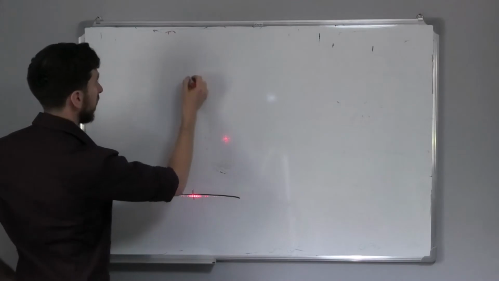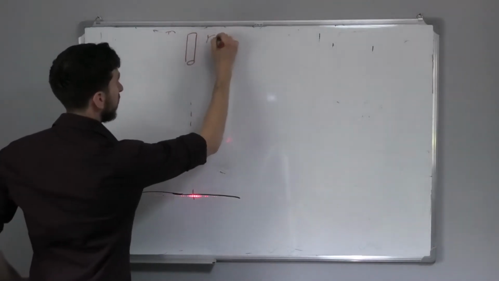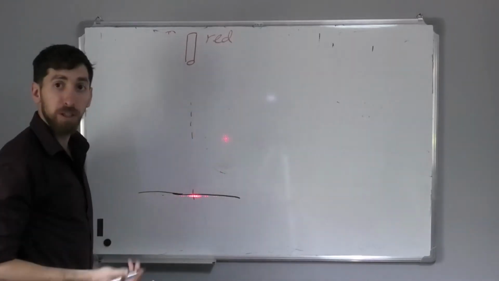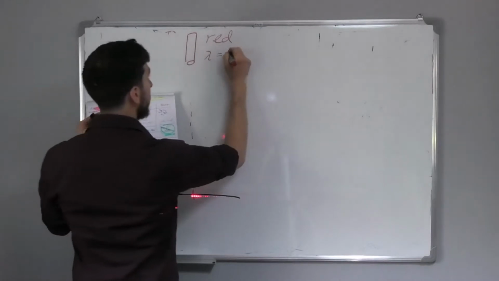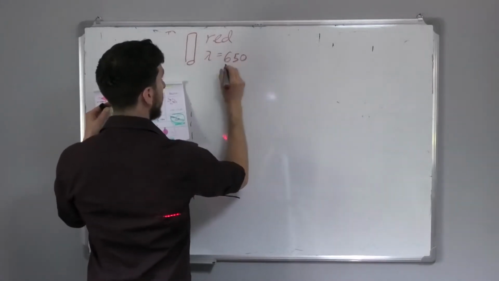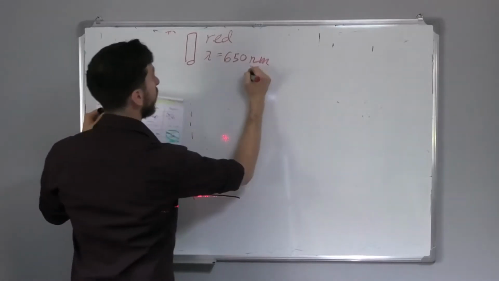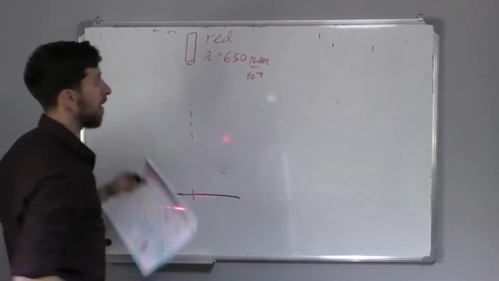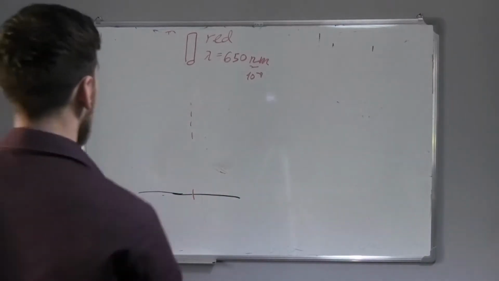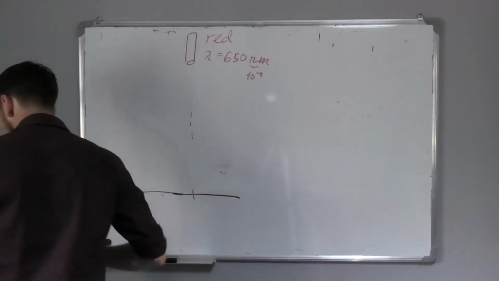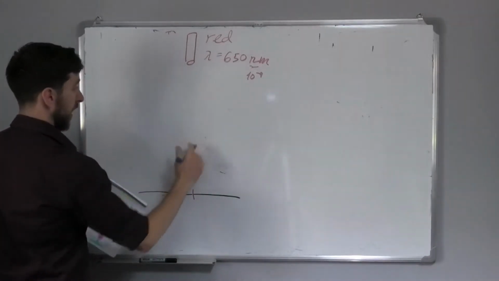Okay, so here I got a red laser, and if it's red, I know its wavelength, right? I open Wikipedia, I can see the wavelength is 650 nanometers. Nano means very small. How small? 10 to the minus 9. That's the idea. Close the laser again. Okay. So I know the wavelength, and here what I'm doing, I'm putting here a slit.